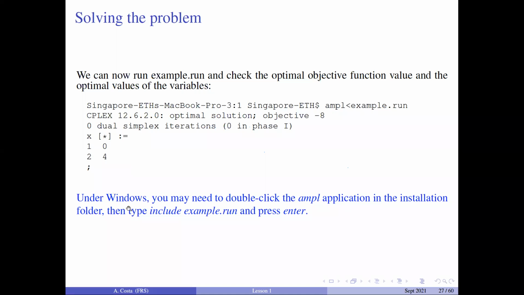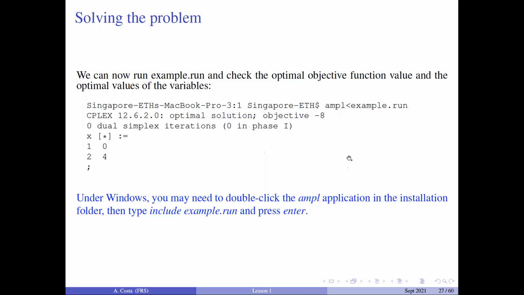So under Windows, it may be a little different sometimes because I'm using Mac. So if you are under Windows, you may need to double click. There is an AMPL application in your installation folder. And then when you have the shell, you write include example.run and you press enter. Okay, so if you are under Windows, you may have to do that. Under Mac, I just need to write something like that. This command, AMPL, then this symbol, and then the name of the run file.